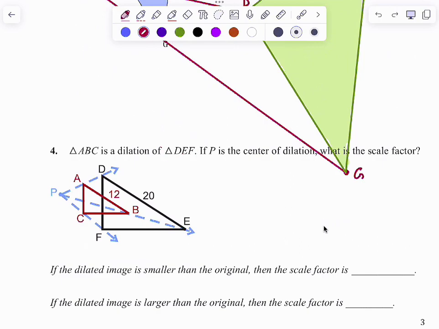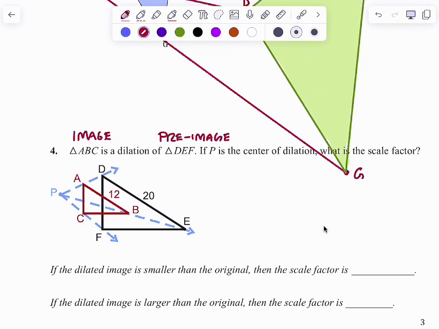The name for that is the pre-image. You can write that above here. This is the pre-image, the starting one, and this is the image, the new one. Sometimes they don't use those little tick marks, or those little primes, they use different letters.